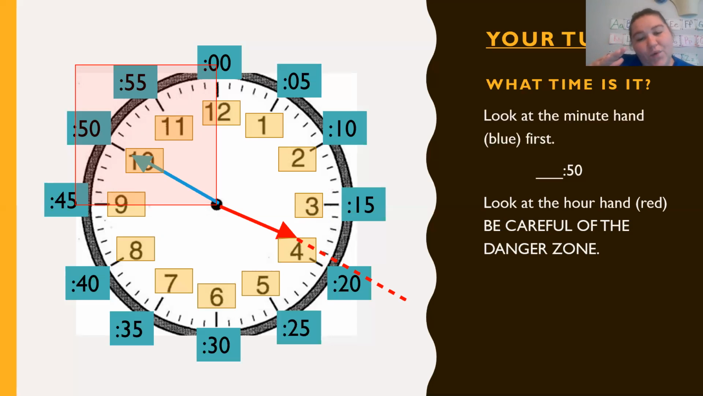Has it hit the 4 yet? No, it hasn't touched 4 yet. It hasn't touched the line for 4, which is right here. The line for 4 is right there, and it hasn't hit it yet. So we have to go back to the last hour that it hit. That's going to be our 3. Now put it together, and your time is 3:50.